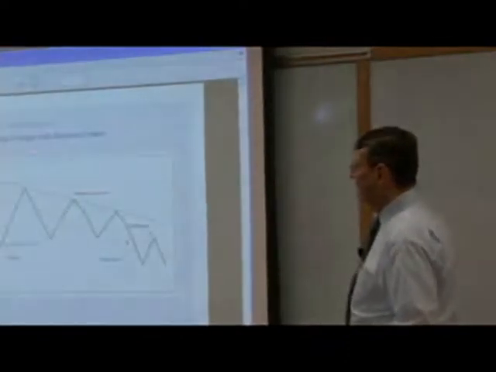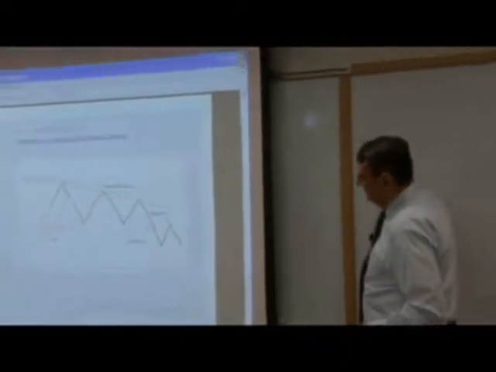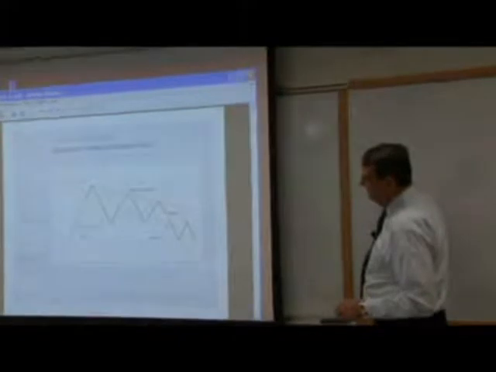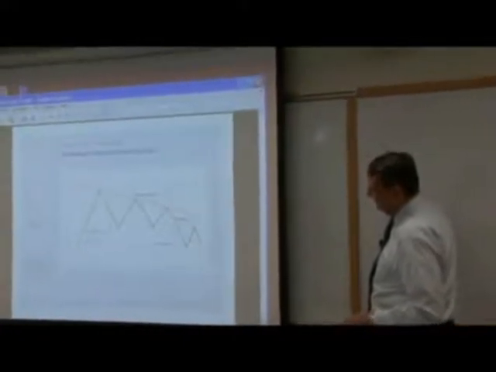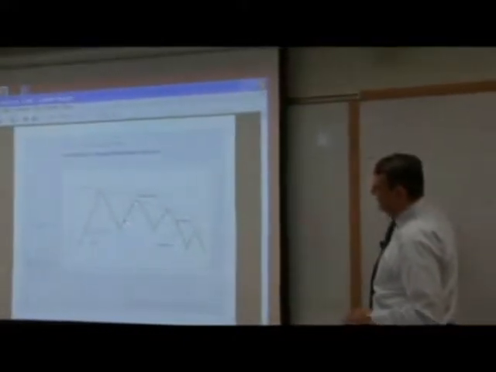Descending triangle. We have a stock that's had an advance over time, pulls back in an uptrend, holds a support level, and we get a weaker rally.